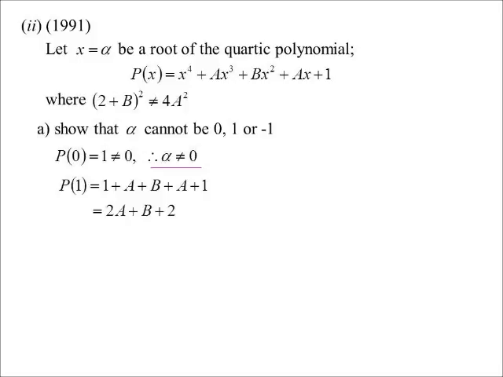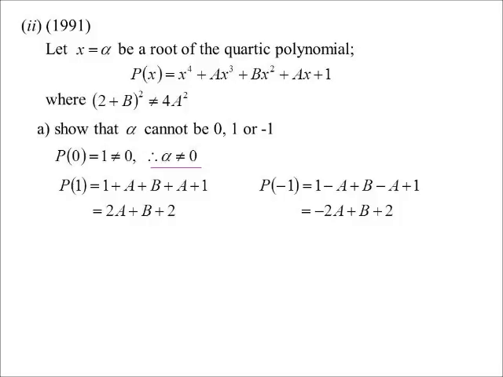Can't do the same with 1 because when I sub in 1, I get 2a plus b plus 2. Now, I don't know what a and b is, so I can't, with 100% confidence, say that's not equal to 0. Well, can't say it yet. Let's see what happens with -1. If I sub in -1, I get -2a plus b plus 2. And again, I'm not sure whether that equals 0 or not.